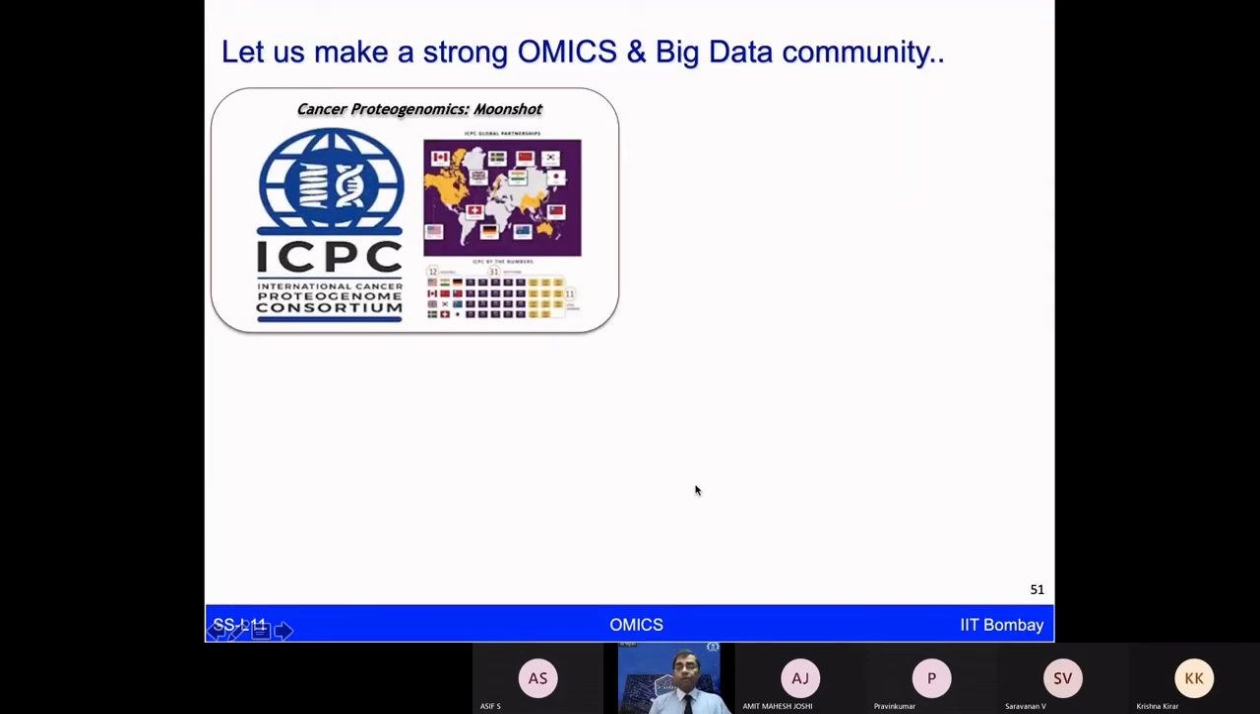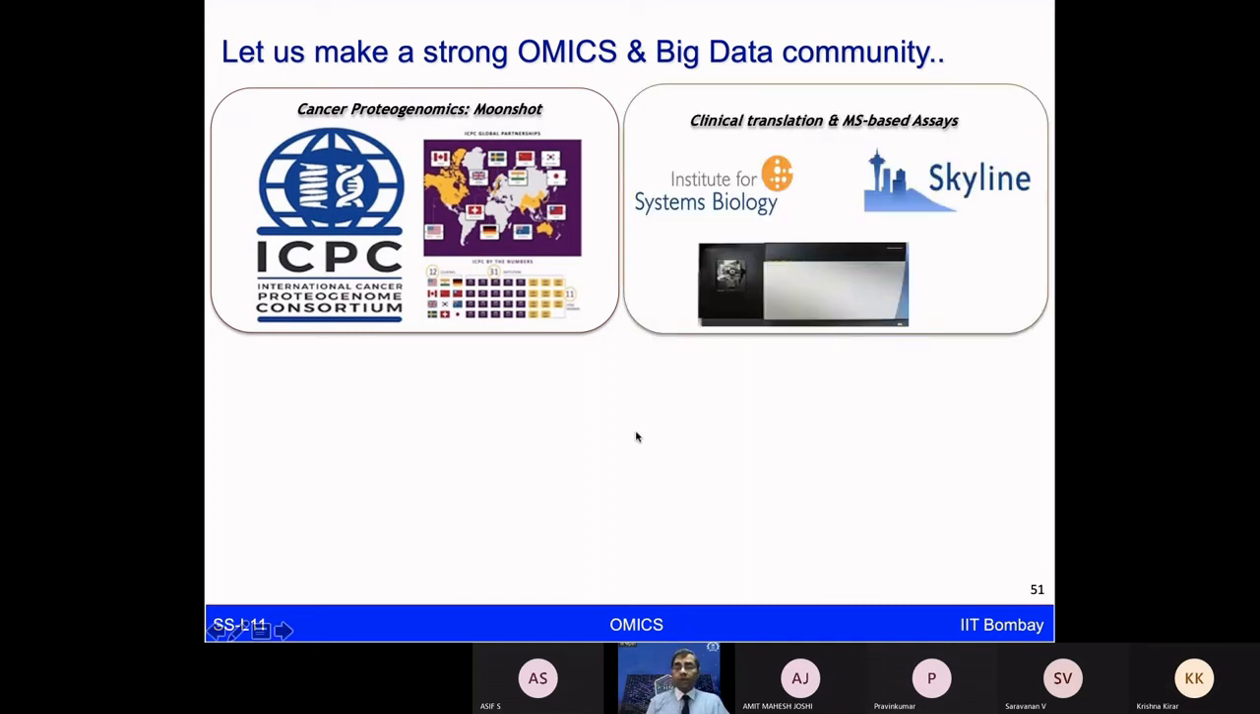So finally, let us make a strong community, and some of our efforts from IIT Bombay have been in this direction. As I mentioned, we are part of this project, ICPC, the International Cancer Proteogenome Consortium, where almost 13 countries are now involved, and India became the 12th country to be a partner. From India's side, we are going to look at breast, cervical and oral cancer and look at their genome and proteome signatures to compare those profiles, and then also share the data with the other 12 countries and investigate and discuss those findings.